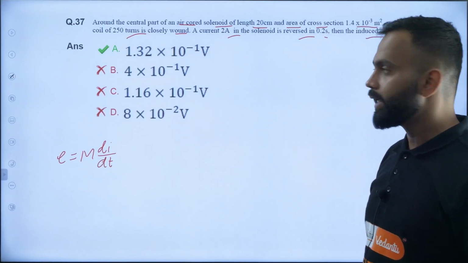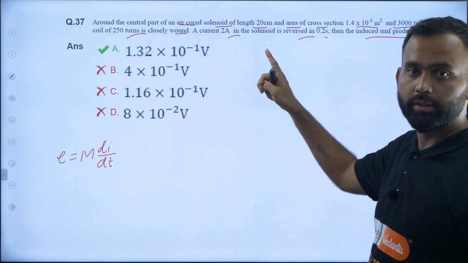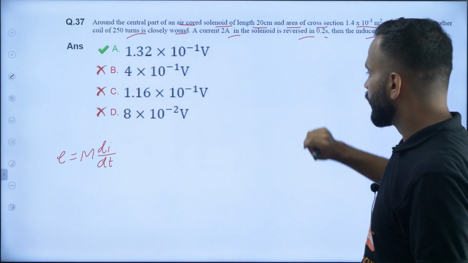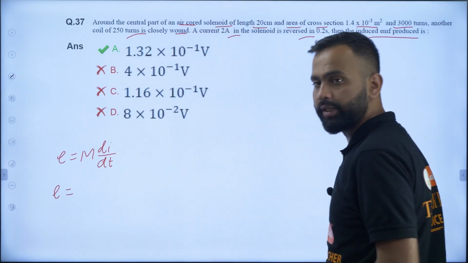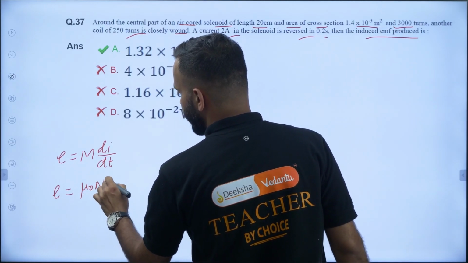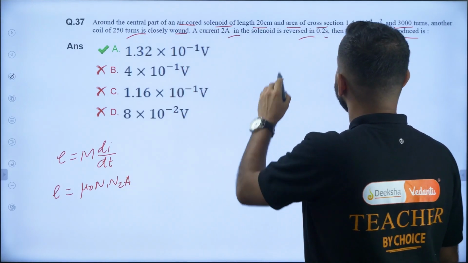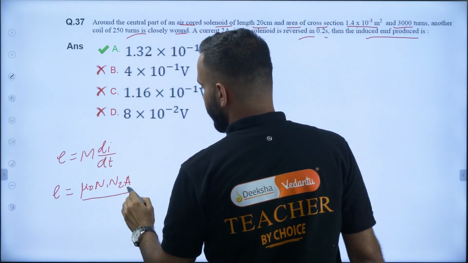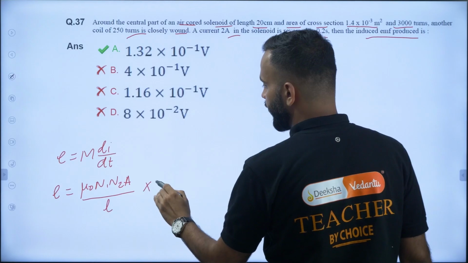So di is the change in current. The current is reversed, so the initial current is 2 ampere and the final current is minus 2 ampere. That is a change of 4 ampere, right? Now E is equal to the mutual inductance of the solenoid, that is mu naught into N1 into N2 into the area A of the first coil, divided by L, into di by dt.